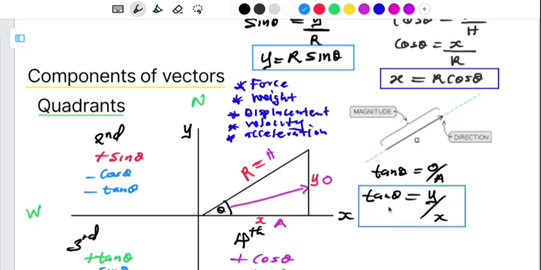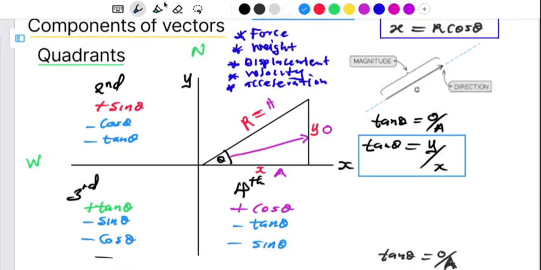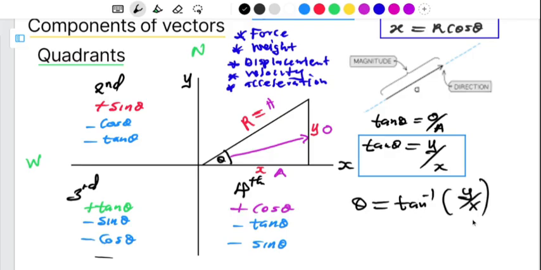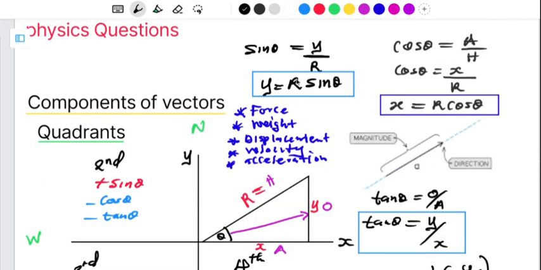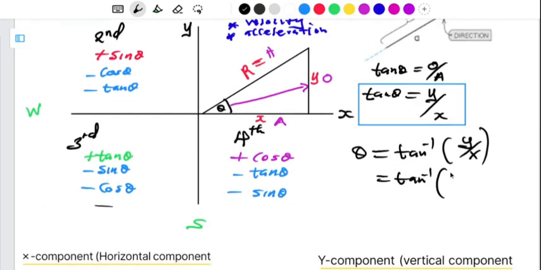How do you use it? That's very simple. You make tan the inverse. So theta is equal to tan inverse of y divided by x. Or if you don't want to use this one, you can also use this one: tan inverse, then open bracket. What is y? If you look at these formulas, y is equal to resultant vector sine theta, and x is equal to resultant vector cos theta. So it can also be tan inverse of resultant vector sine theta over resultant vector cos theta.